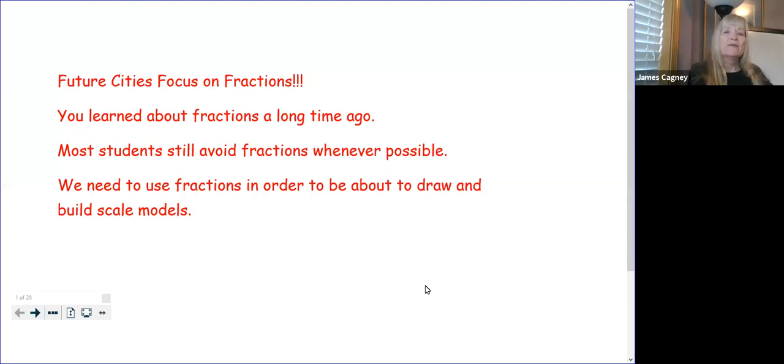I know you learned about fractions in elementary school, which probably seems like years ago, and we're going to review it now. We need to use it so when we do our scale drawings, we have an idea of how to do ratios and how to multiply by a fraction. We know what those answers are. So I know you avoid fractions whenever you can, and now we're going to have to use them. So let's look and see what it is that we're going to be reviewing.